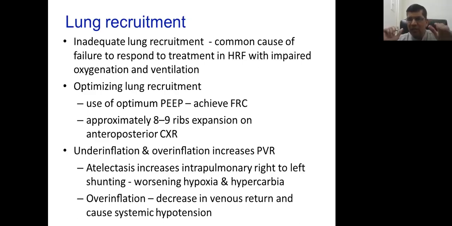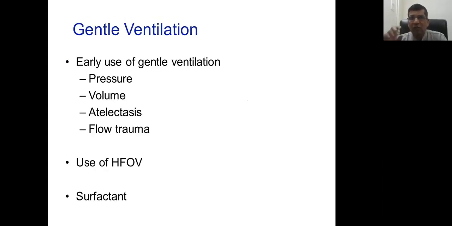Because underinflation also has a problem in the form of worsening hypoxia and hypercarbia. Overinflation will decrease your venous return and lead to systemic hypotension. You don't want both. And what you want is gentle ventilation. You don't want to create pressure trauma, that is barotrauma, volume trauma, atelectrauma, flow trauma. All the traumas you don't want. Basic neonatology. You all know that, but still I'm repeating.